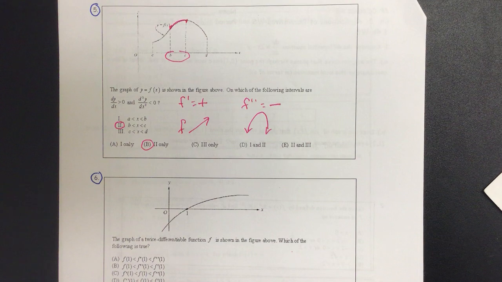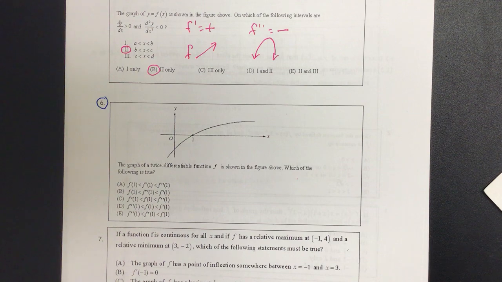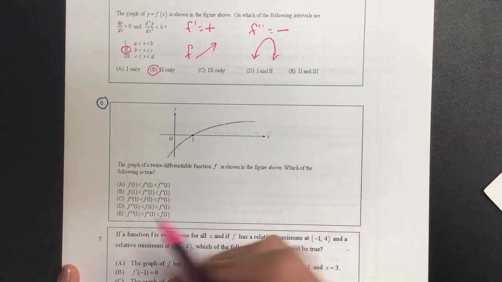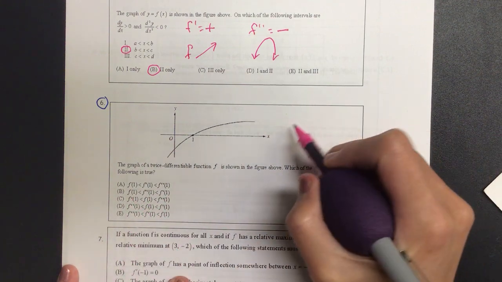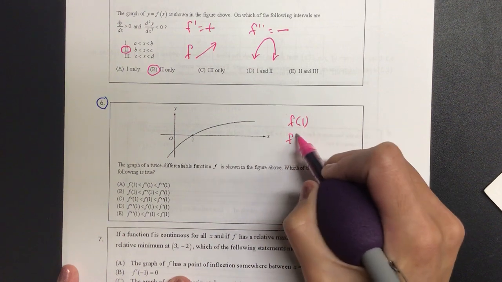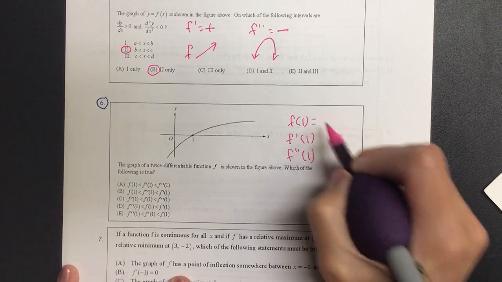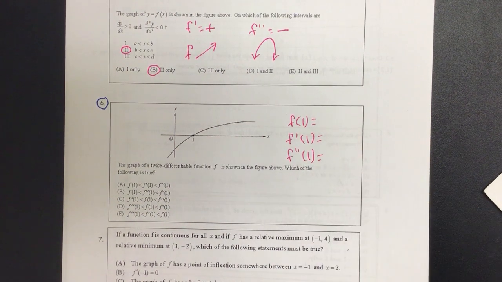Okay, let's move on to number 6. For number 6, Bailey, let's read. The graph of a twice differentiable function f is shown in the figure above. Which of the following is true? If you notice the answer choices, the x value that we're looking at is 1. So I'm going to write out f of 1, also f prime of 1 and f double prime of 1, and let's write what we can about it.